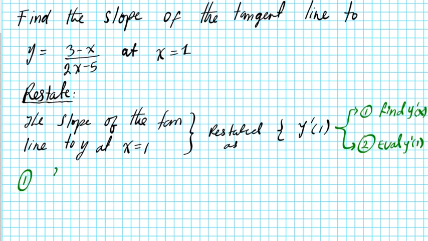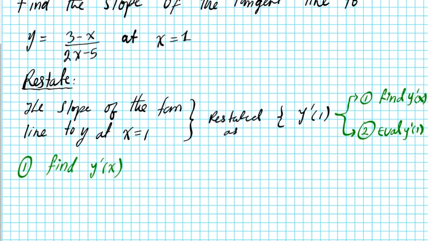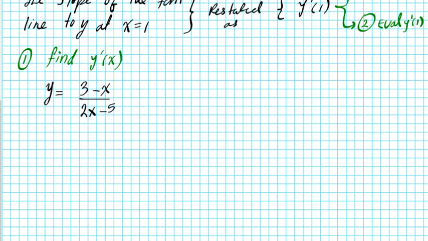Part 1, we're to find y prime of x. If you take a look at the function, we have the quotient of two linear functions, 3 minus x and 2x minus 5. Quotient just means divide. Since we're using the quotient rule, the first step is, can we rewrite this so that we can avoid using the quotient rule? This problem cannot be rewritten, so we have to use the quotient rule.